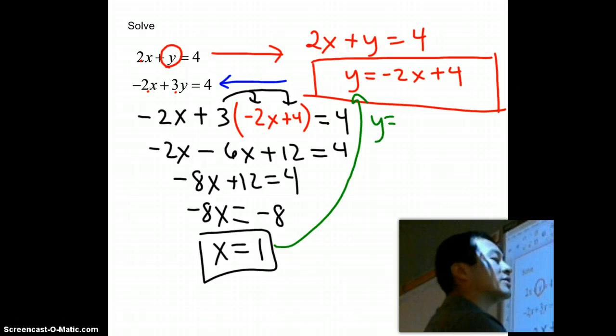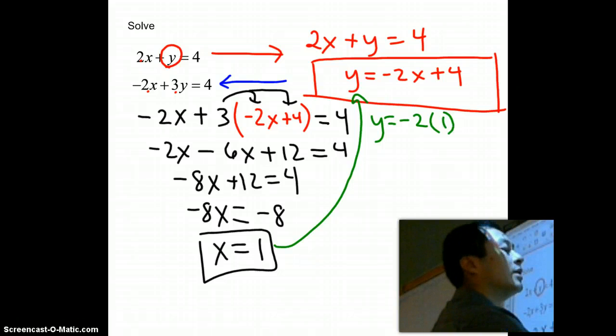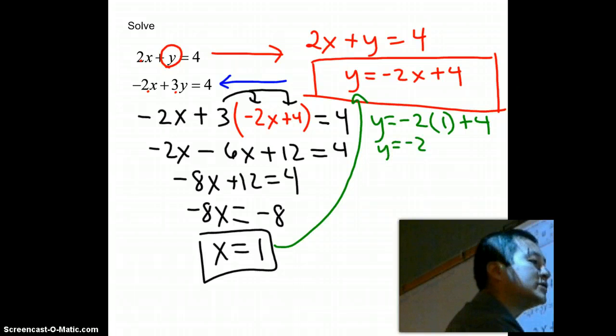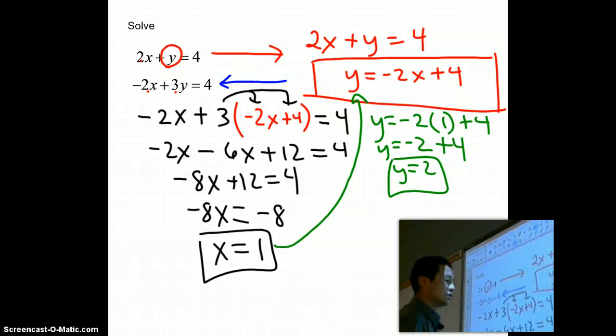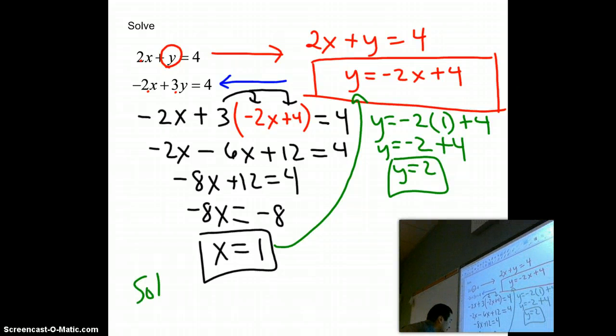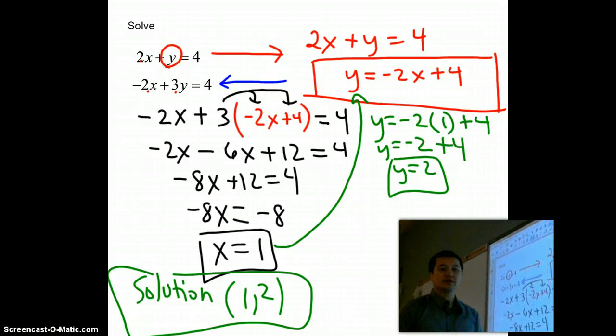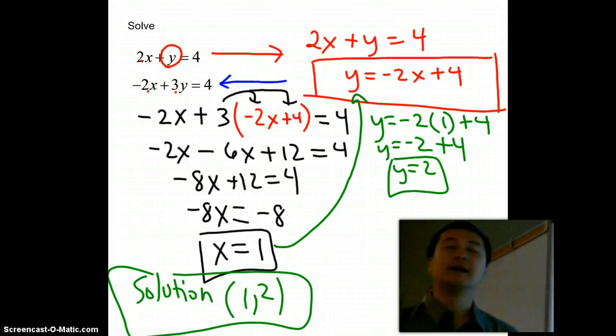So y equals -2 times x. x is 1 plus 4. y equals -2 plus 4. y equals 2. Therefore, this is your solution. Your solution is 1, 2. How do you know that's the right answer? You plug into the equation, both of them, to see if there's a solution for both equations.